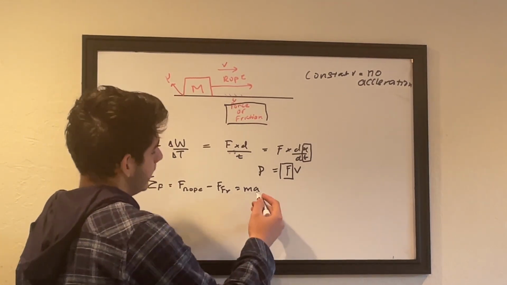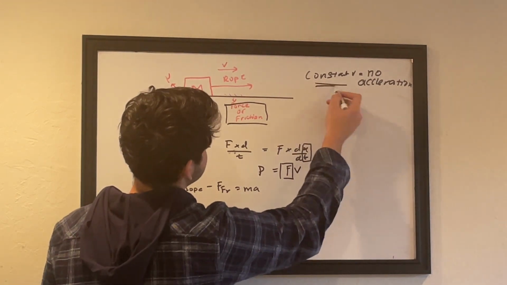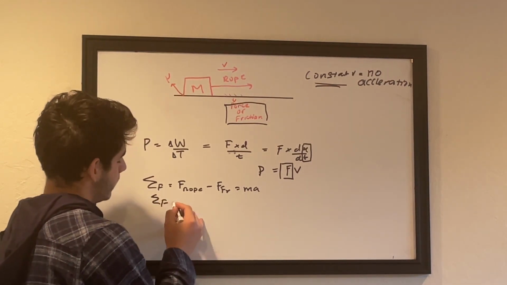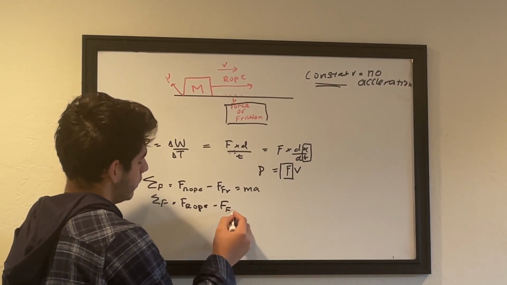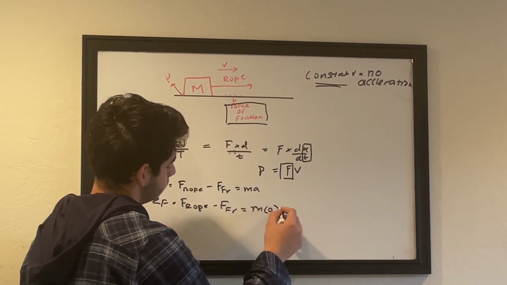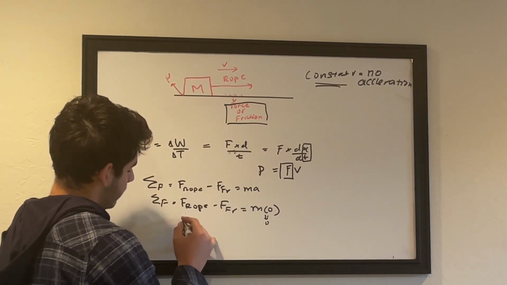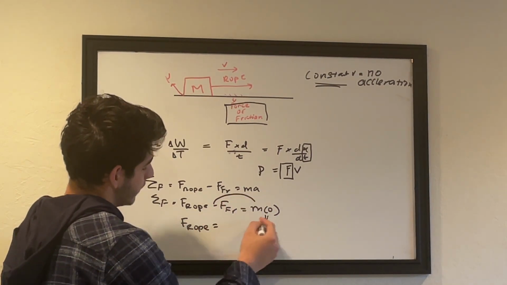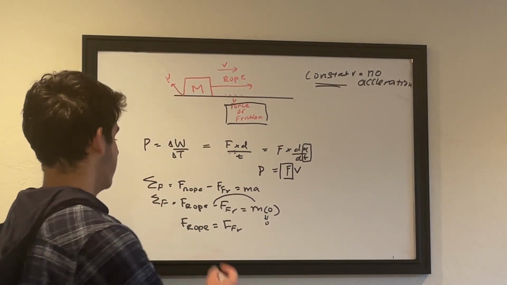Okay. Now I gave you some important piece of information. It's a constant velocity. That means no acceleration. That means the acceleration is 0. So the sum of forces is equal to F rope minus force of friction, which is equal to mass times 0, which basically equals 0. So basically what you can state is F rope is equal to, if you move this to this side, because this is 0, F_fr. Okay? So this is the equation.